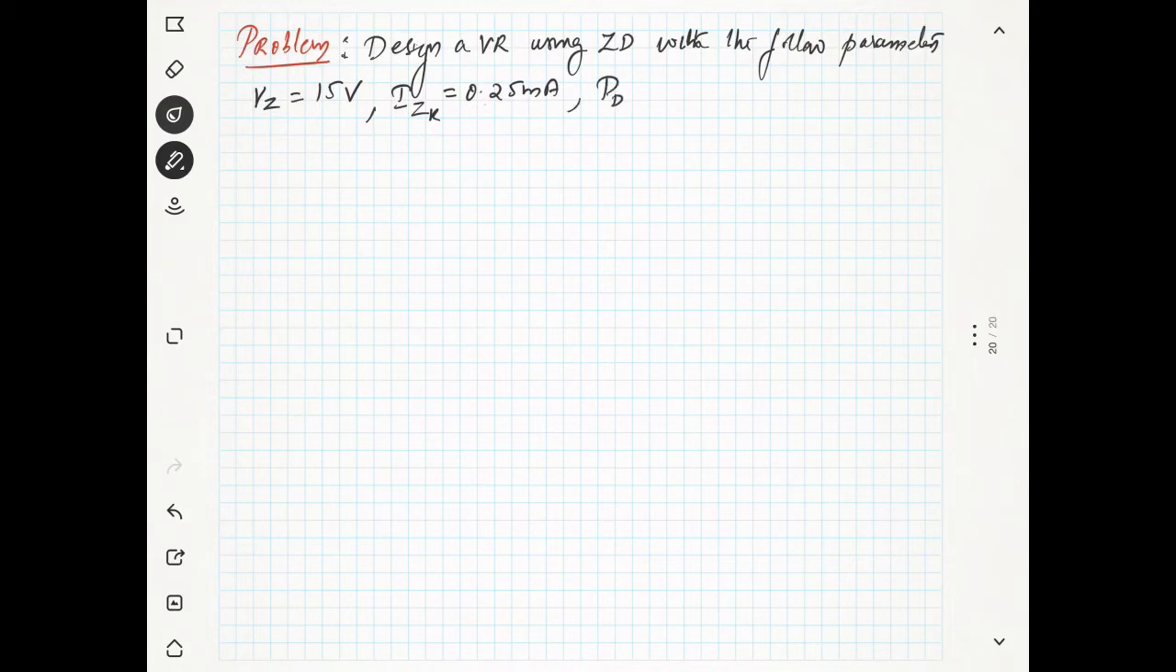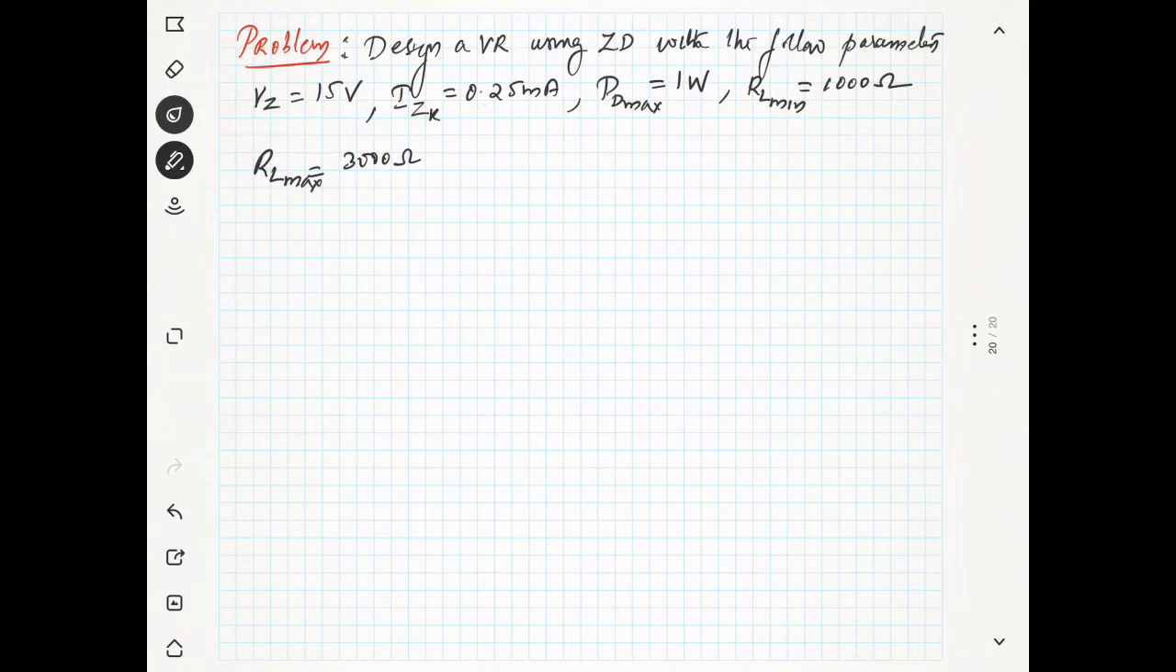Then PD max is given. PD max is equal to 1 watt. That means the maximum power that it can accommodate is 1 watt. Then RL minimum, the minimum load that you can expect at the output side, is 1000 ohms. RL maximum that you can expect at the output side is 3000 ohms. Okay, these are all the parameters.